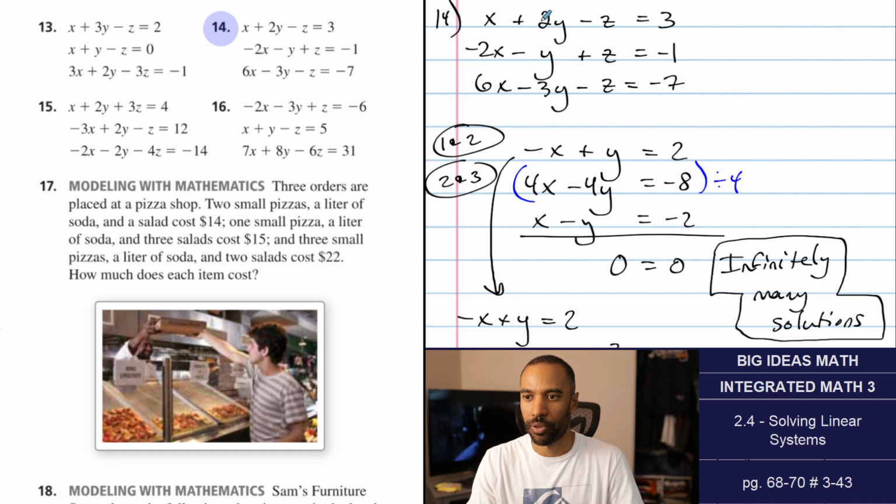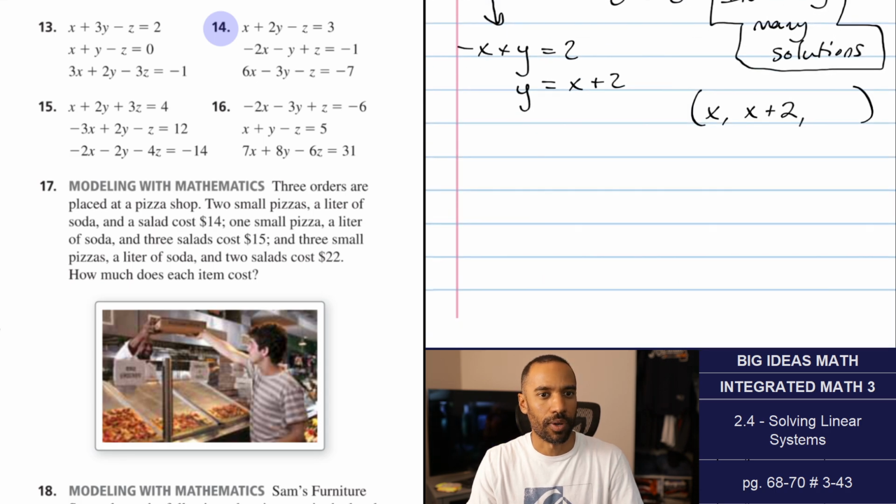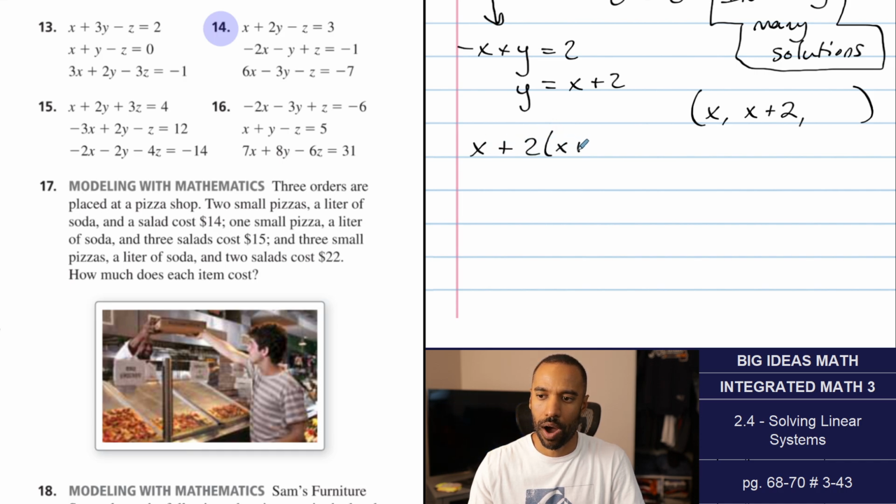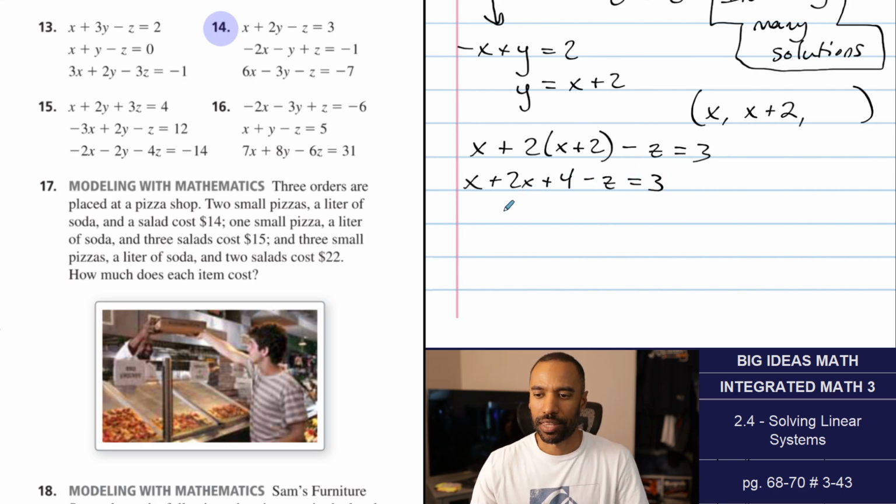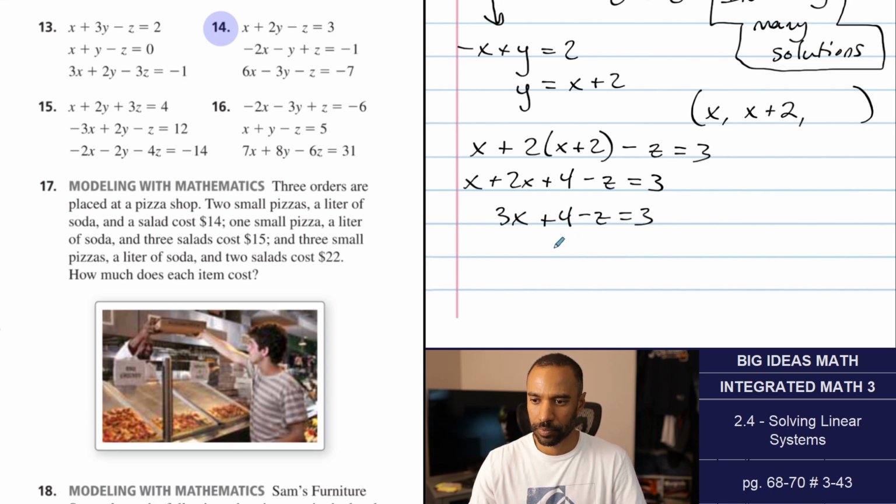X is still x. So x plus, and then 2 times x plus 2 minus z equals 3. So I have that written over here. X plus 2y minus z equals 3. Oh, the x's didn't cancel. I thought every time it would depend on that one, but I guess not. 3x plus 4 minus z equals 3. Okay, subtract 4 over, and subtract 3x over, I guess. Negative z equals negative 3x. 3 minus 4 is negative 1, so z equals 3x plus 1.